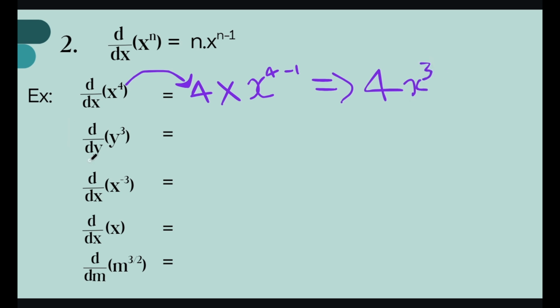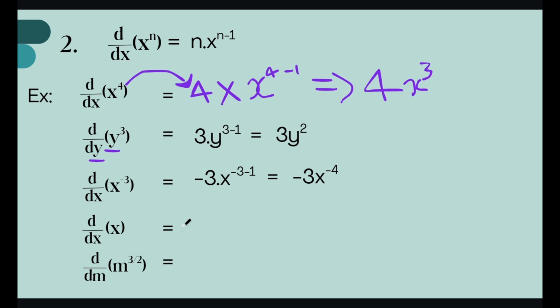Similarly, in the next example, the variable might change but the process is same. So here d by dy of y cube equals, we are going to take the exponent first, 3 into y to the power of 3 minus 1 and the final answer would be 3y square. Similarly here too, d by dx of x to the power of minus 3. Here we are going to take the power first, minus 3 multiplied by the variable x, then the power minus 3 minus 1 and the final answer would be minus 3x to the power of minus 4.